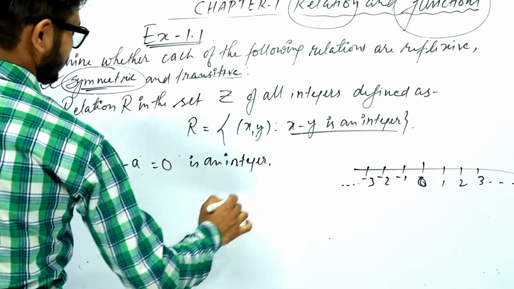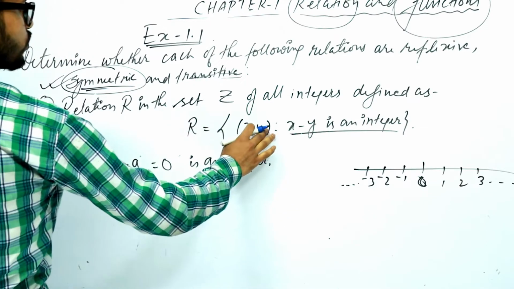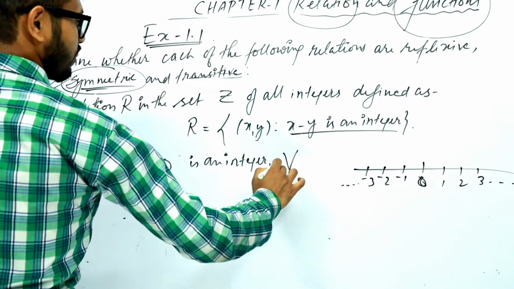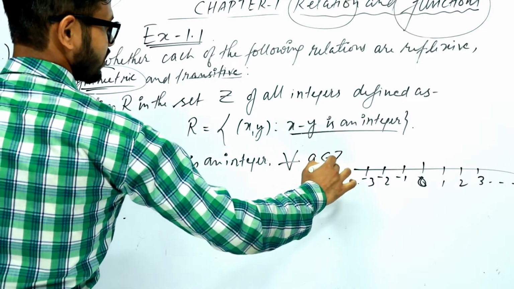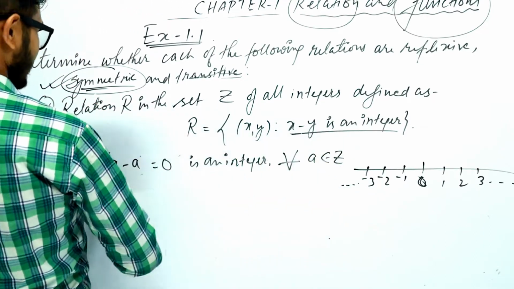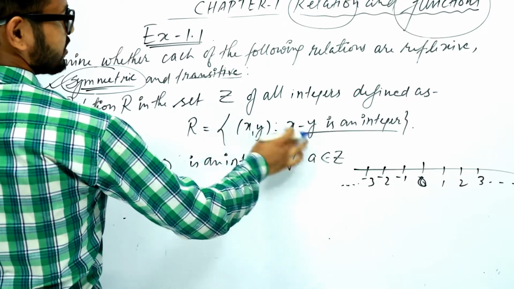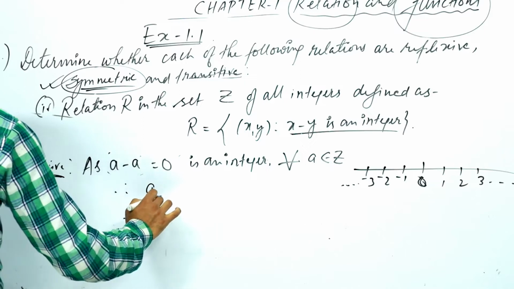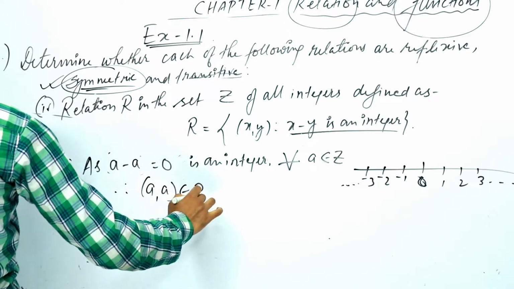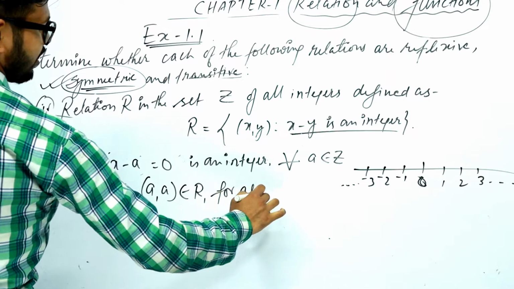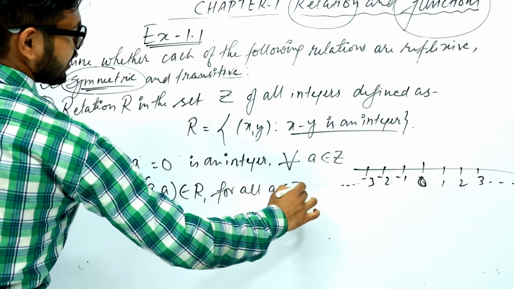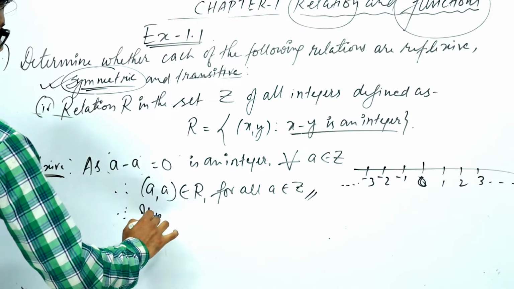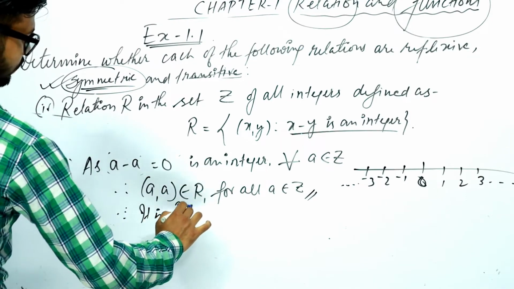Definitely 0 is an integer. So we can take any same number, 1 1, 2 2, 3 3. You are going to get 0. And it is for all a belong to Z, which means whatever number you take, a is an element present in the set Z. Therefore, we can write (a, a) belongs to the relation for all a belonging to the integers. Therefore it is a reflexive relation.